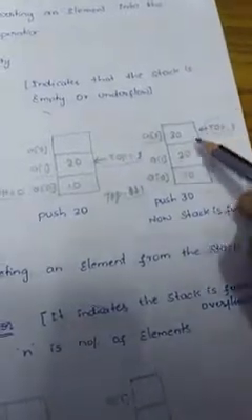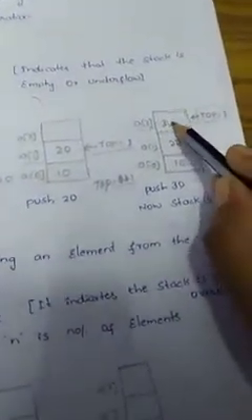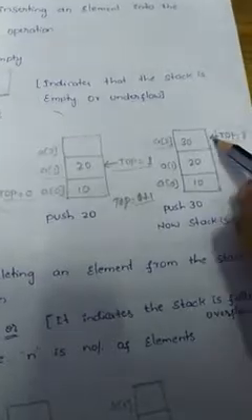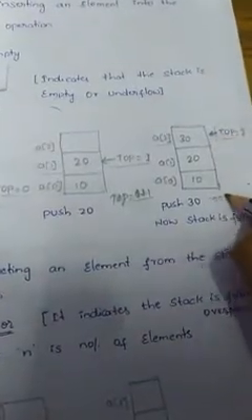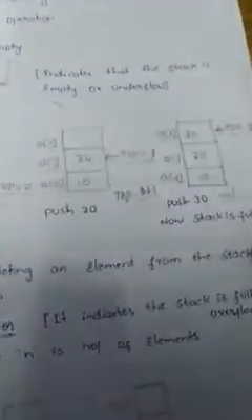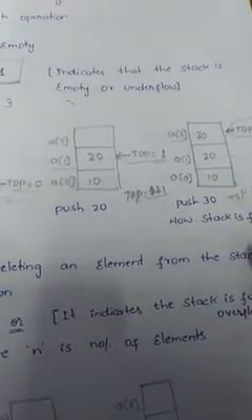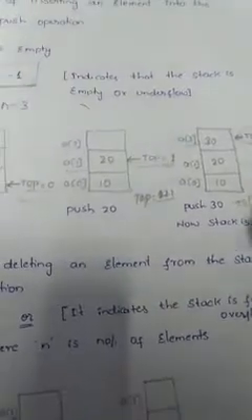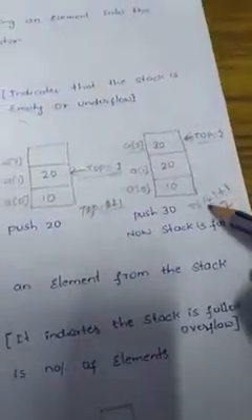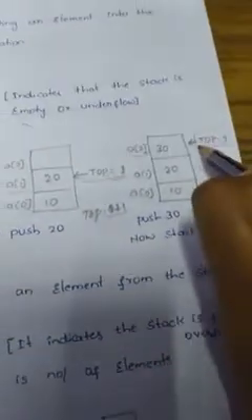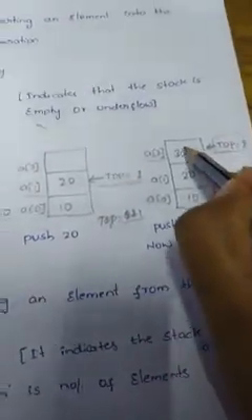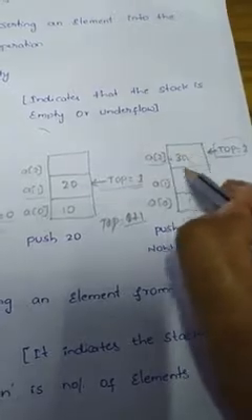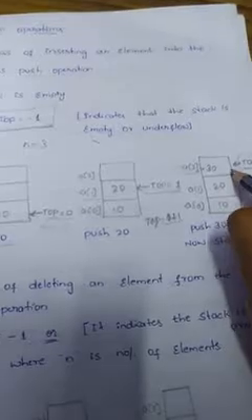Now see, the remaining element is 30. Previously top is 1, so top is equal to 1 plus 1, that is 2. Top points at 2. We can insert the element 30 into the stack. So here 30 is the top element.